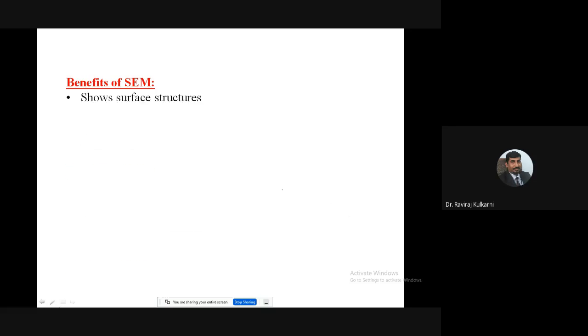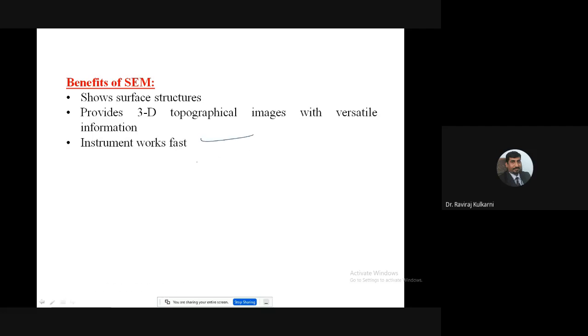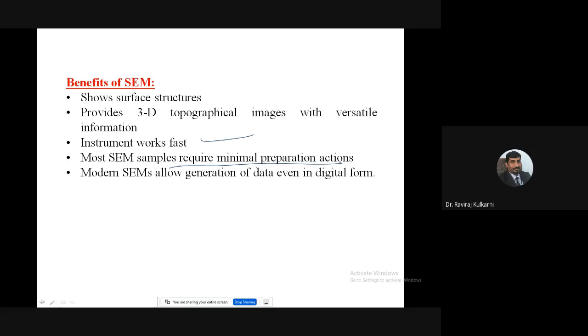What are the benefits? It shows surface structures, provides three-dimensional topographic images with versatile information, the instrument works fast, most SEM require minimal preparation, and modern SEM allow generation of data even in digital form.